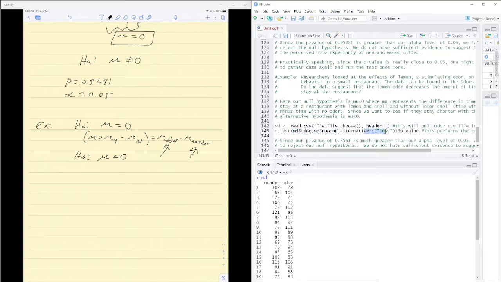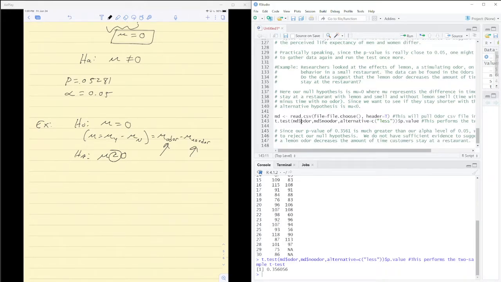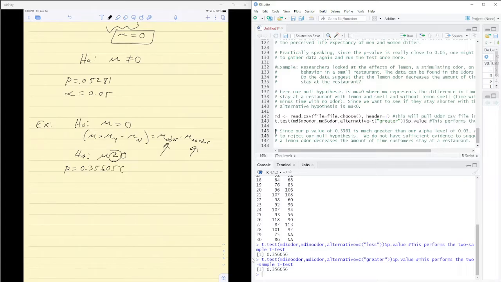And I'm going to specify the alternative that it is a less than statement and getting the p-value. If you wanted to change these, if you wanted to do no odor first and odor second, you can, but then you'd have to reverse this to not less but greater. And you'd get the same p-value. P-value of 0.356056. I'm just going to change this back to the original.